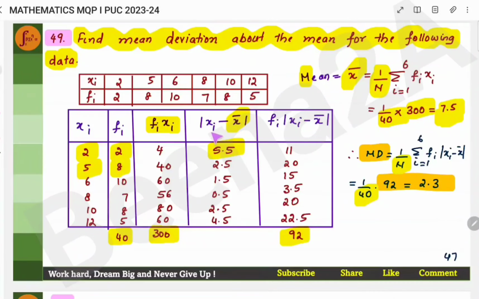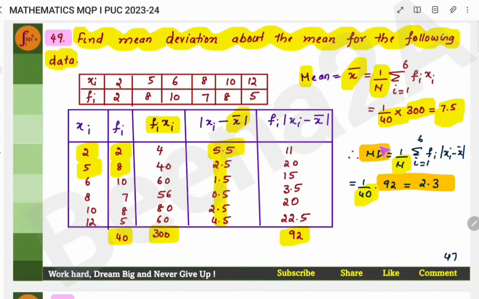Now you will have to find the deviation here. The next column, find the deviation from the mean. So this is the mean, and from each of these xi, you have to find the deviation. So you subtract 2 from 7.5, you get 5.5. 5 from 7.5, you get 2.5. 6 from 7.5, you get 1.5. So like this, you find all the deviations. Then finally, you multiply these deviations with fi, right? So when you multiply 5.5 into 2, 11, 2.5 into 8, 20. So like this, you multiply, total it up, you get 92.